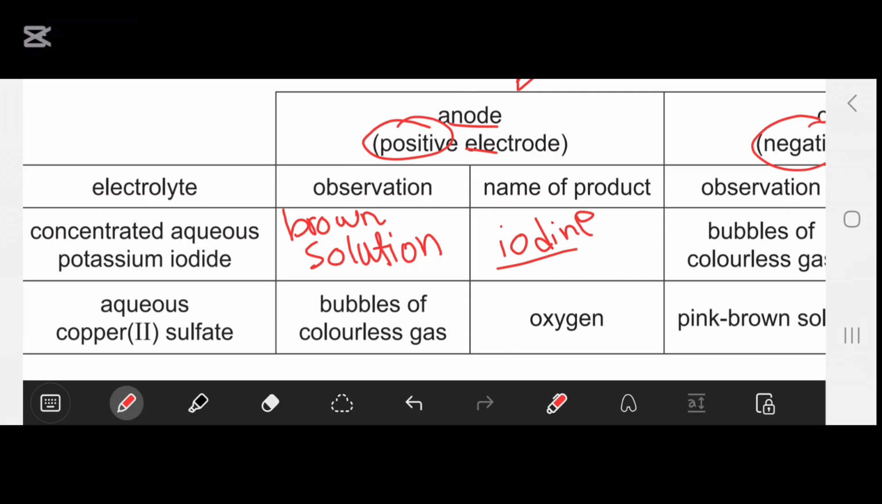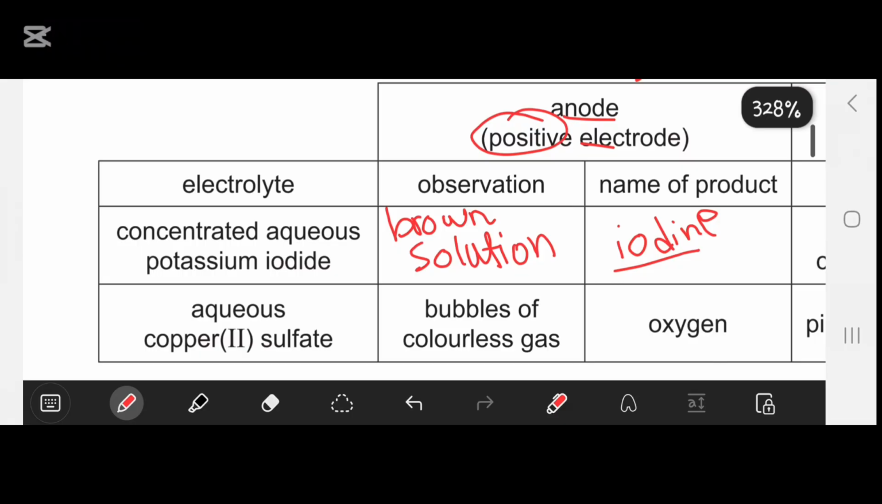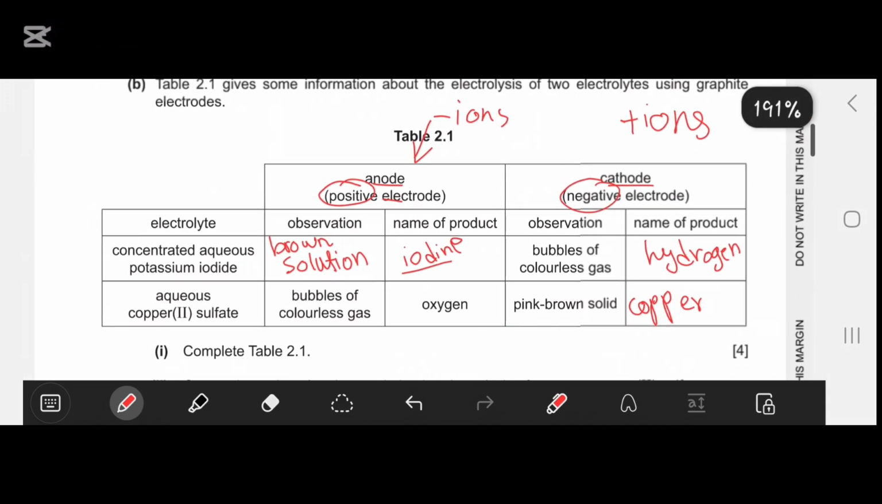The product that will be produced is iodine, solid or iodine solution. The color of the solution will become brown because this is the color of iodine in solution. Normally iodine is a solid, but do not confuse it in the solution. Cathode. Now at the cathode, we have hydrogen, and we have to remember we will produce bubbles of colorless gas, which is the observation for hydrogen, because hydrogen is colorless.